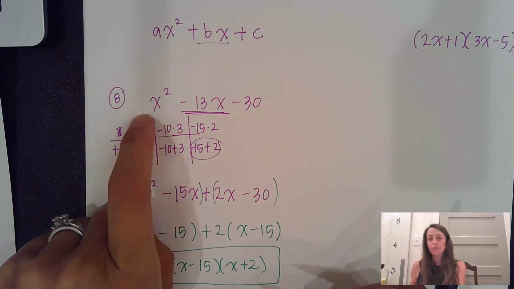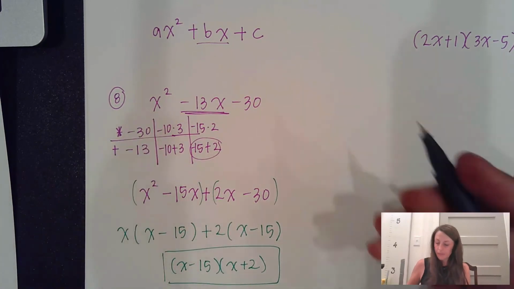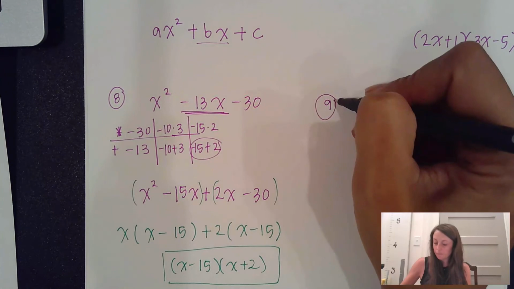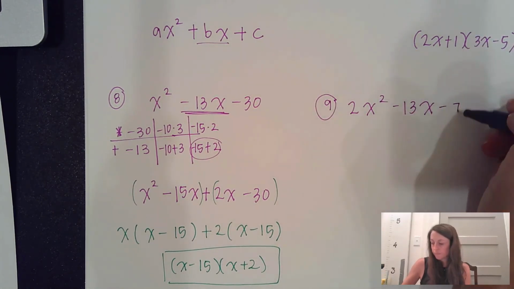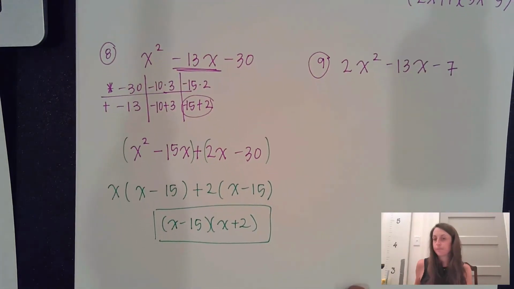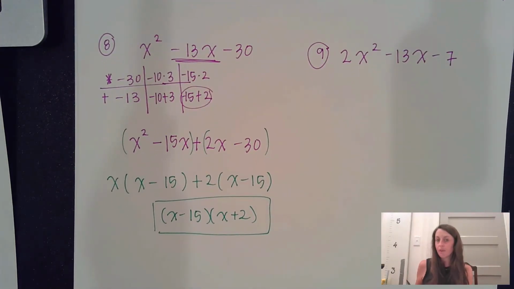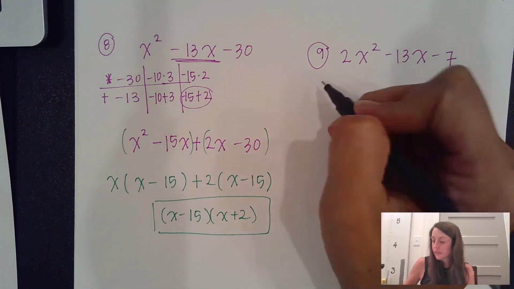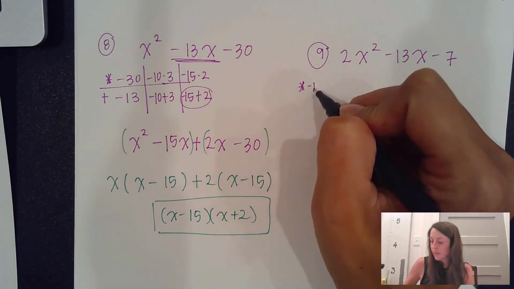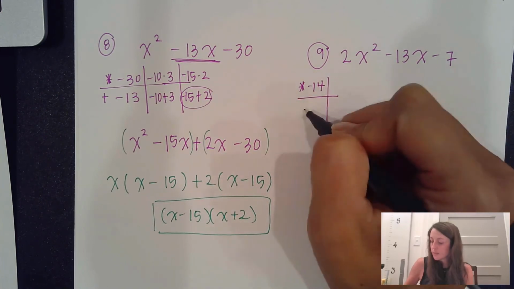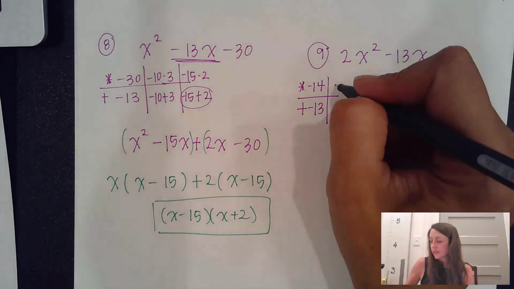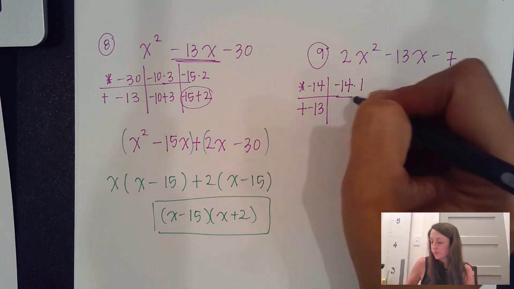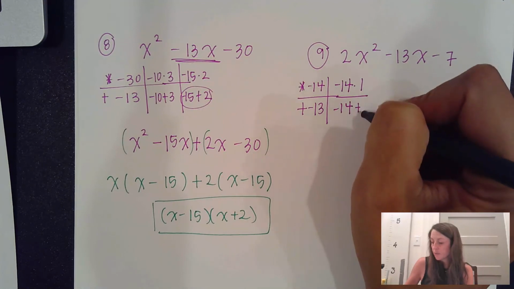But when there's a number in front of the x squared, they're not always going to be the same. So let's do one like that. Is there a greatest common factor? No. So we're going to say 2 times negative 7. So what multiplies together to give me a negative 14, and at the same time adds together to give me a negative 13? So what is that? Negative 14 times 1 and negative 14 plus 1.